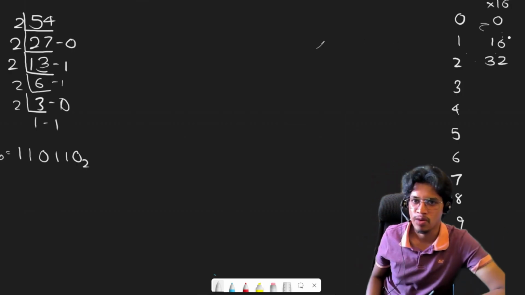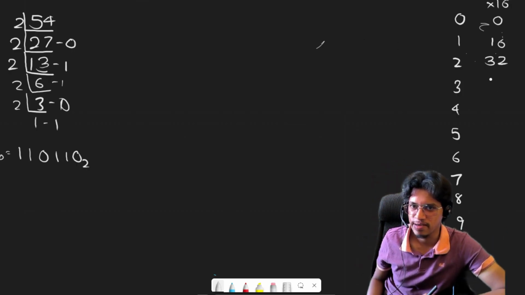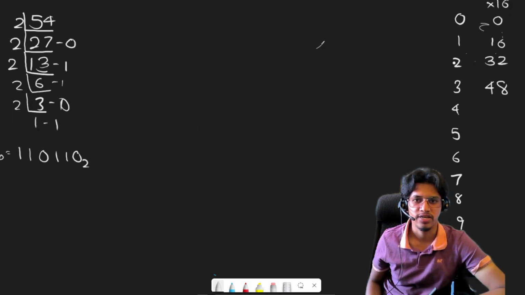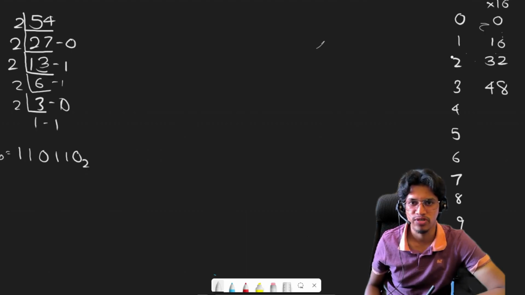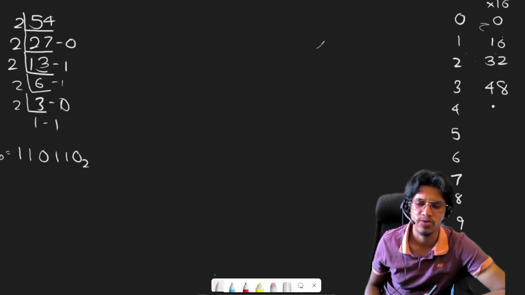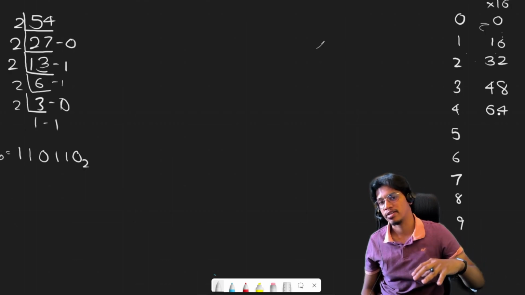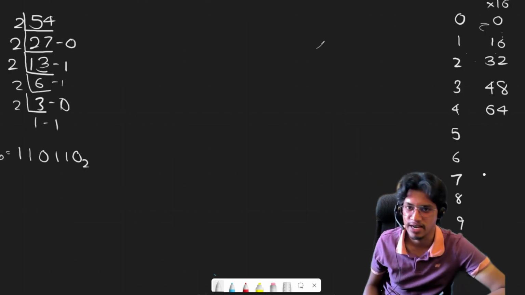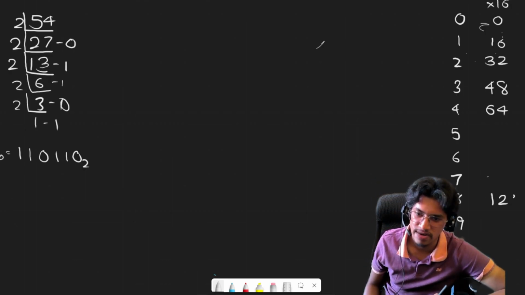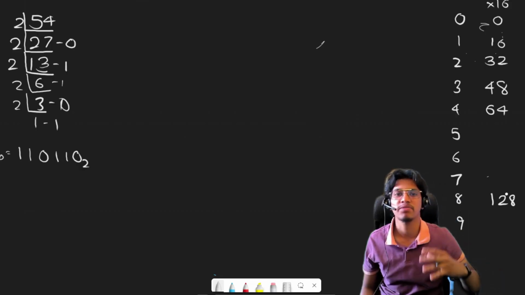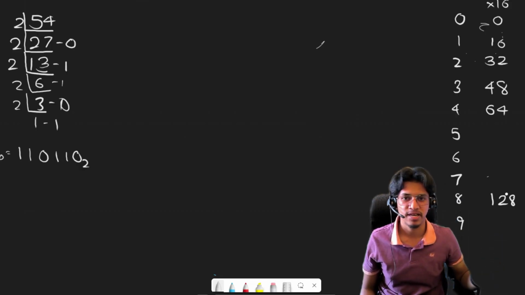Basically, what I do is I add them. We get 48, right? Then 2 times 2 is 4, so I can get 32, 64. That is the binary, if you can remember, and we can get 8. Similarly, 64 times 2 is 128, which we remember from the binary conversions.